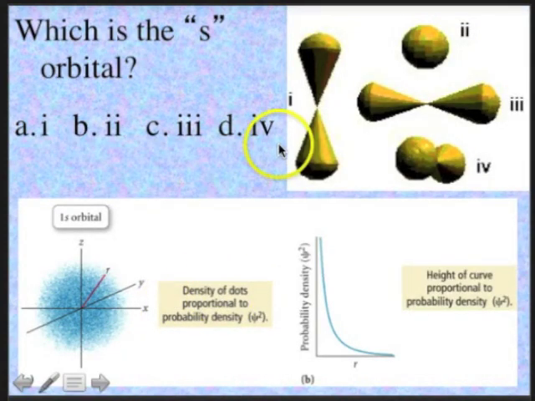So in this picture, what we have is a spherical orbital, and then we have kind of this dumbbell-shaped orbital, 3 of them. And which is the s orbital? Well, the s orbital is spherical, so it's this one. And if we did a probability plot of where the electron could be found within this shape, we see that the density of dots is proportional to the probability density. And as we get toward the edge, the probability of finding this electron dissipates. And here's another way of showing the probability density as a graph.